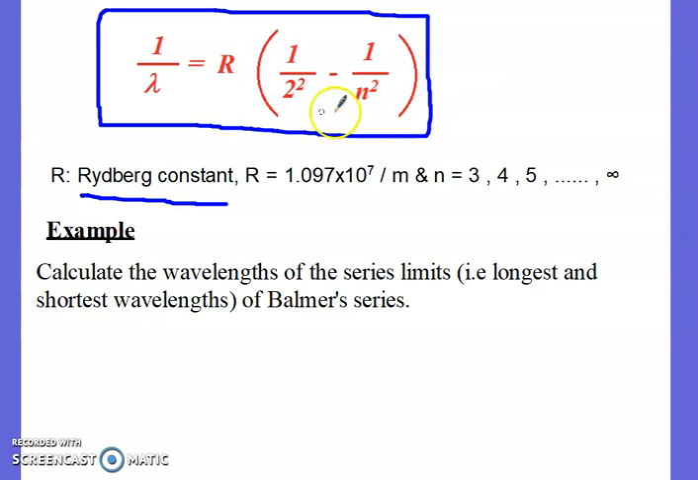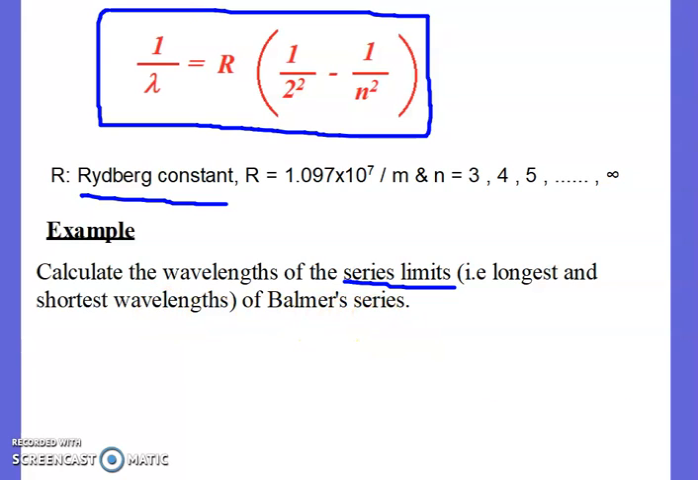Okay? But this number, lambda, must always be a positive number. So n must be greater than 2. So n equals 3, 4, 5, up to infinity. Okay? Let's make a direct example to calculate the wavelengths. Calculate the wavelengths of the series limit. We mean by series limit the longest and the shortest lambda of Balmer's series.